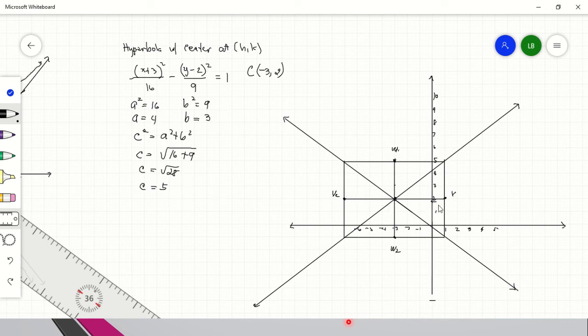So, ito yung ating transverse axis. So, 1, 2, 3, 4. Andito ang ating focus. So, 5. Ito yung ating focus. So, pwede na tayo mag-drawing.